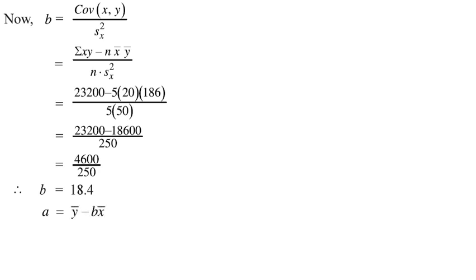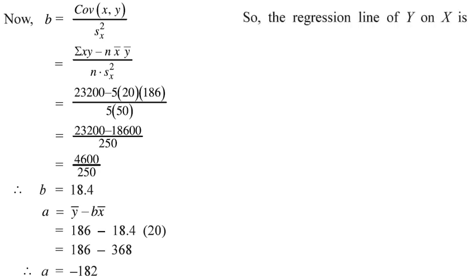Once we are done with B, put this value into A. Solve the equation and you will get A as negative 182. So with B as 18.4 and A as negative 182, the regression line of y on x is y cap is equal to a plus bx, putting the values, negative 182 plus 18.4x.